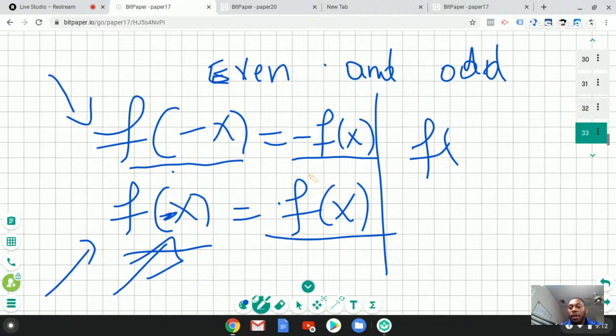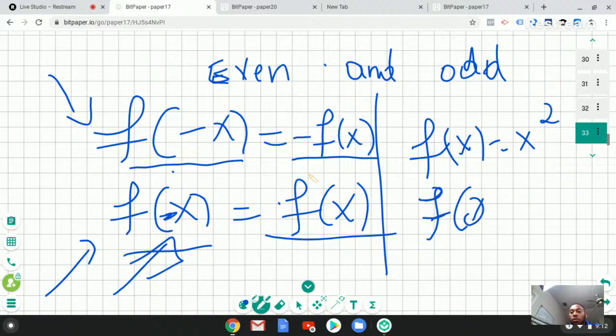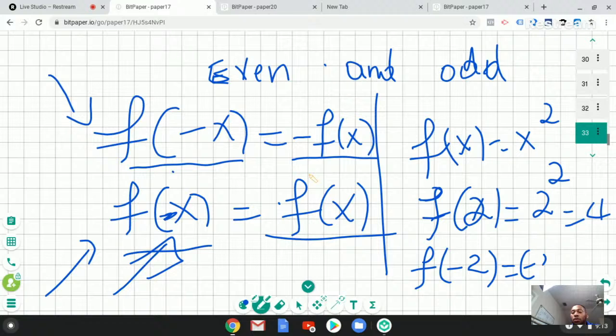So let's say we have f of x is equal to x squared. Let's do the most simple stuff. What is f of 2? F of 2 would be 2 squared, which is 4. But what is f of negative 2? F of negative 2 is negative 2 squared, which is the same thing as 4. So what does that say about f of x? F of x is an even function. Now I plug in x.